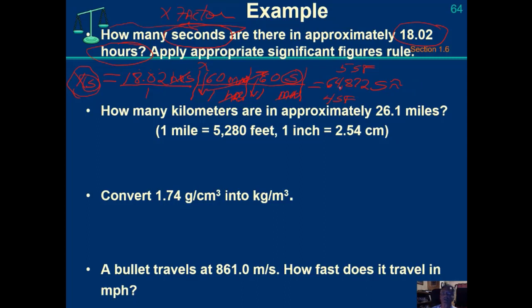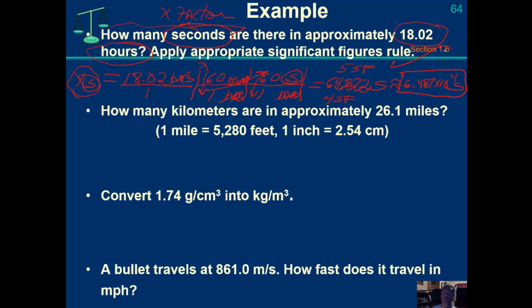I could write this as 64,870, but I think in this case writing it in scientific notation is a cleaner way to write this. So I move the decimal place 1, 2, 3, 4 places to the left. That gives me 6.487 times 10 to the positive 4 seconds, and that is going to be my best answer.